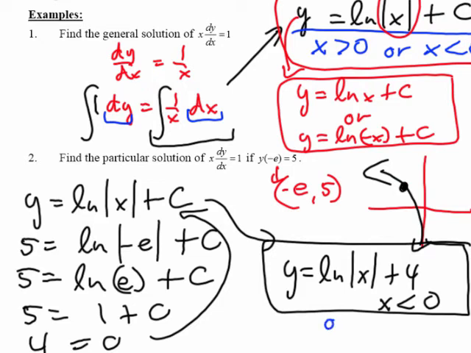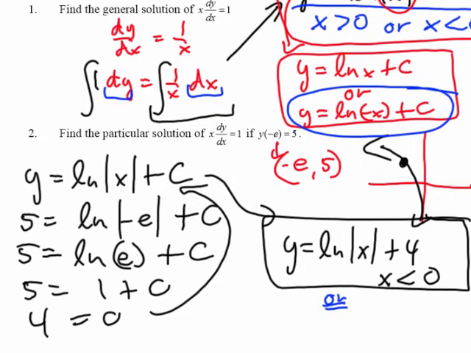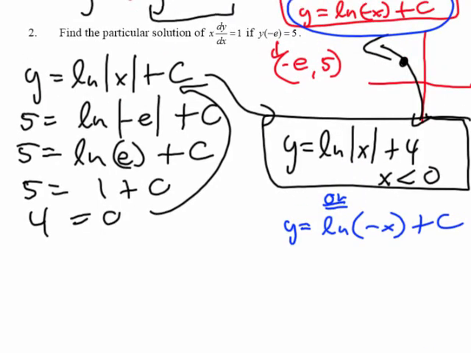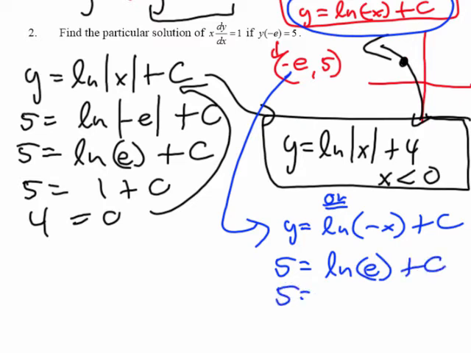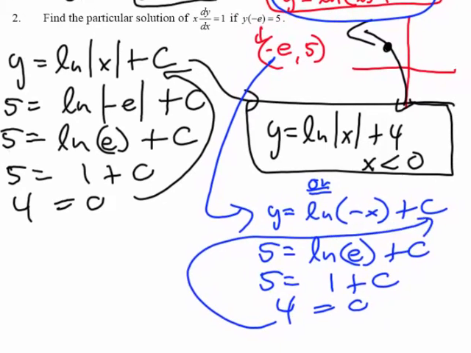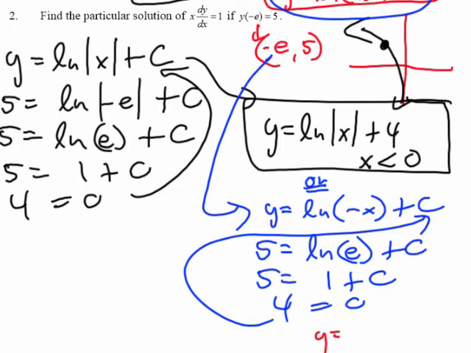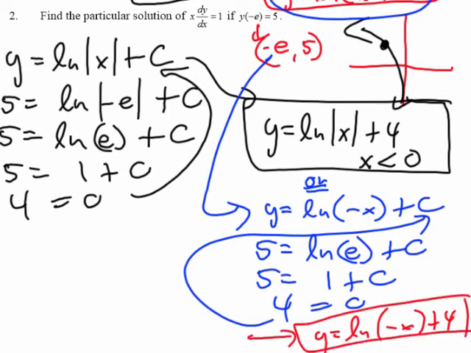Or I could have calculated my particular solution by simply taking the left branch, which is represented by that, plugging in my specific point, the negative of negative e is e. You can see that this is going to work out the same way. C is 4. And then by plugging back in, I could simply say y equals ln negative x plus 4. I wouldn't need a restriction since this function is self-restricting to be the left side.